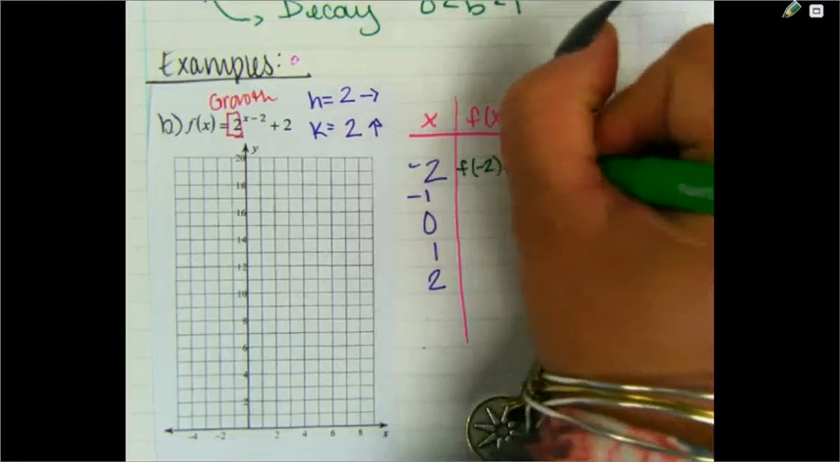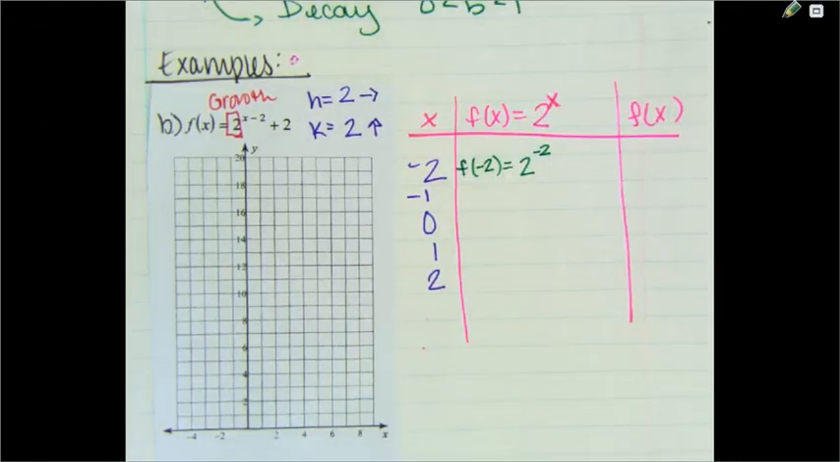F of negative 2 is 2 to the negative 2, which is what? Negative, positive 4. Wait. 3 to the third is what? How many threes? 3, which is 27. 3 squared. How many threes? 2. So 9. 3 to the first. 3.